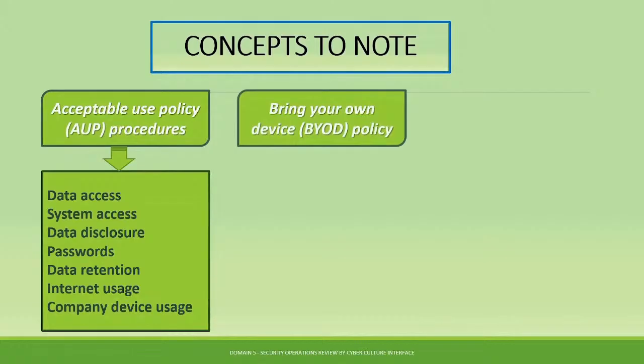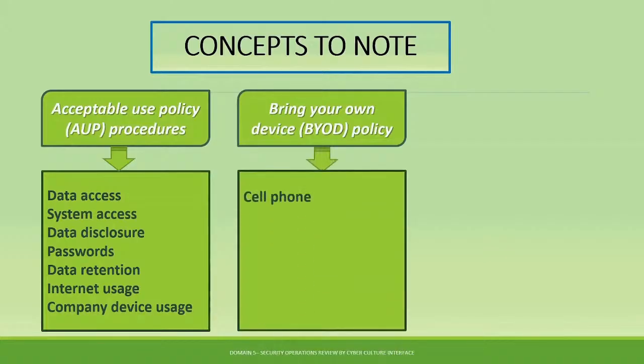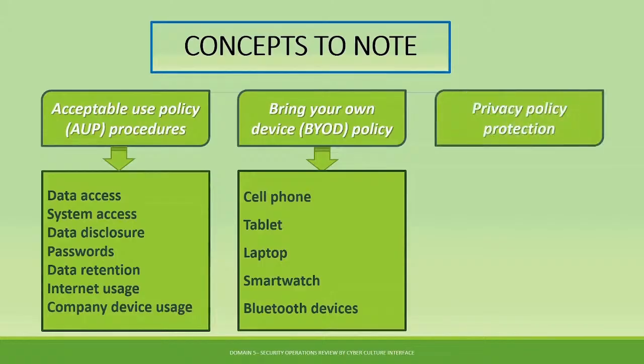Bring your own device policies, like I mentioned earlier, could specify the kind of cell phone. You could talk about your tablet, laptop, smartwatch, Bluetooth devices. All these are personal devices that if you are bringing into the organization, there should be a policy to guide how you make use of such devices. And then we also have privacy policy protection.